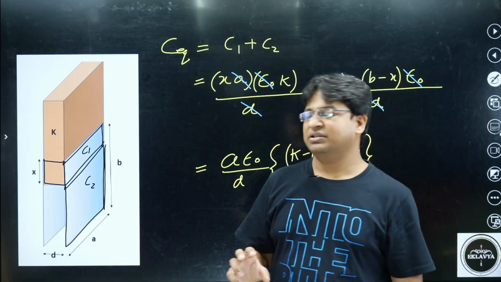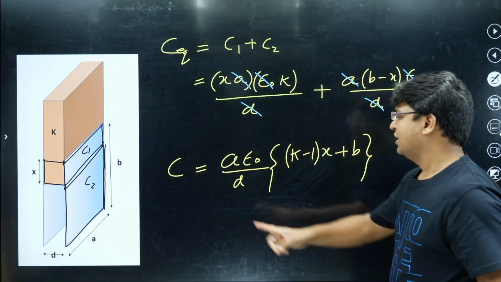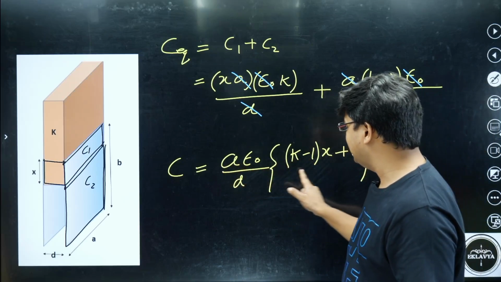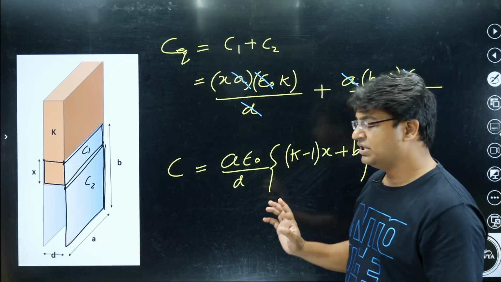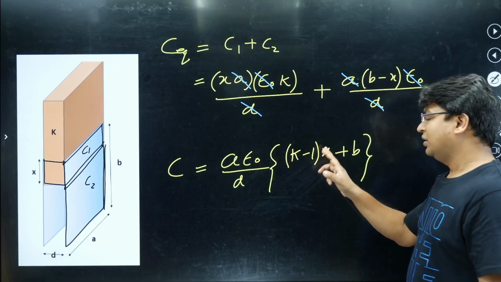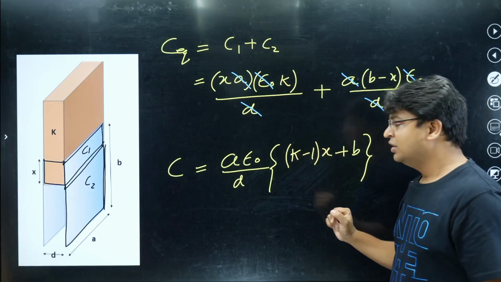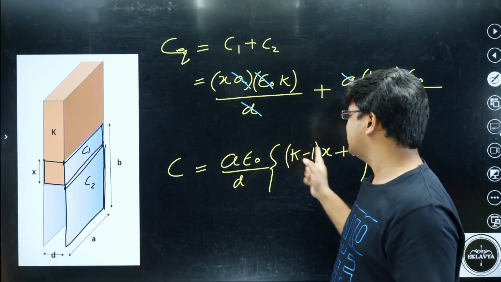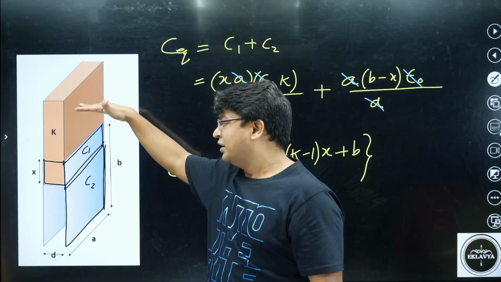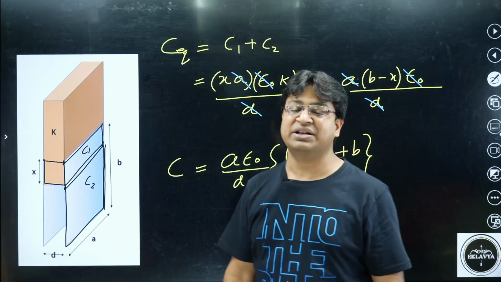Now let's understand this, that the equivalent capacitance, let me write it as C. This is a function of X. Not only that, it is a linear function of X. Okay, it is a linear function of X, and because K is always greater than or equal to 1, this number will be a positive number. So C increases with X. As this dielectric slab is being pushed between the capacitor plates, the capacitance of the assembly is increasing, and the increase is linear.